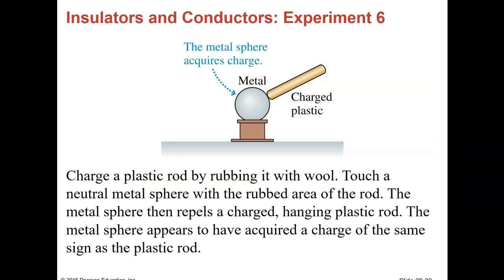All right, so now they talked about at the beginning that they had these little metal balls. So you have a charged plastic rod and the metal. And when they touch, the metal sphere acquires a charge. So you charge a plastic rod by rubbing it with wool, touch a metal sphere with the rod. The metal sphere then repels a charged hanging plastic rod.